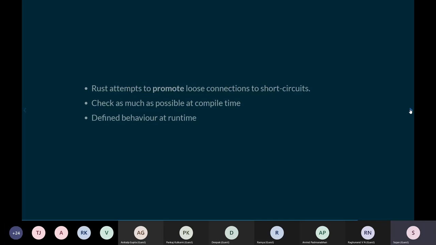You have defined behavior at runtime, and you fail with the short circuit. You fail with the panic. And with enough tests, your goal is to make sure none of the panics happen. And then you have pretty stable release code.